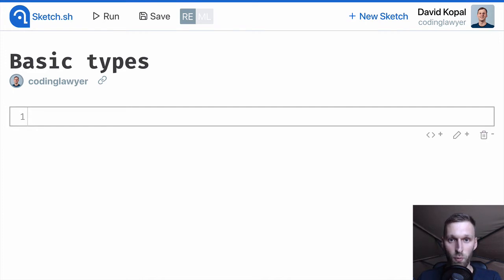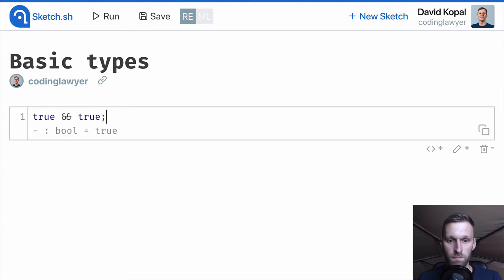Now let's talk about booleans. Booleans are represented by one of two values, true or false. Now let's take a look at boolean operators. We have conjunction, disjunction, and negation. And let's start with conjunction. You can think of it as a logical AND, and it's represented by a double ampersand. Conjunction returns true if both expressions are true. So in our example, because both expressions are true, we get back true.